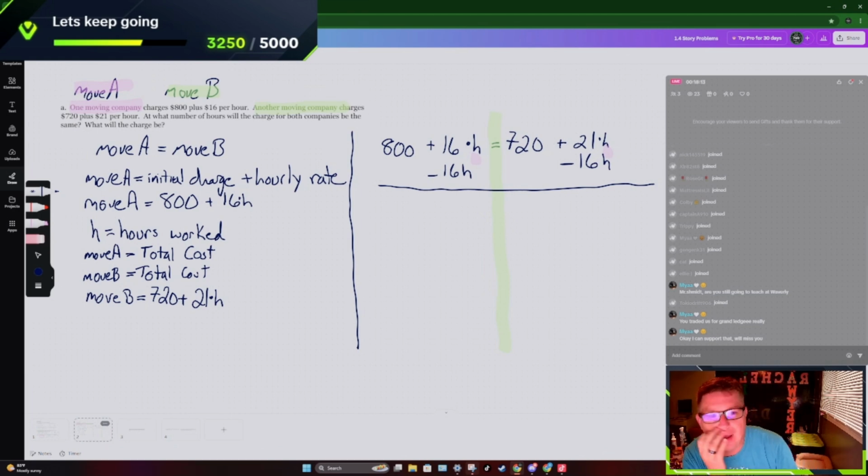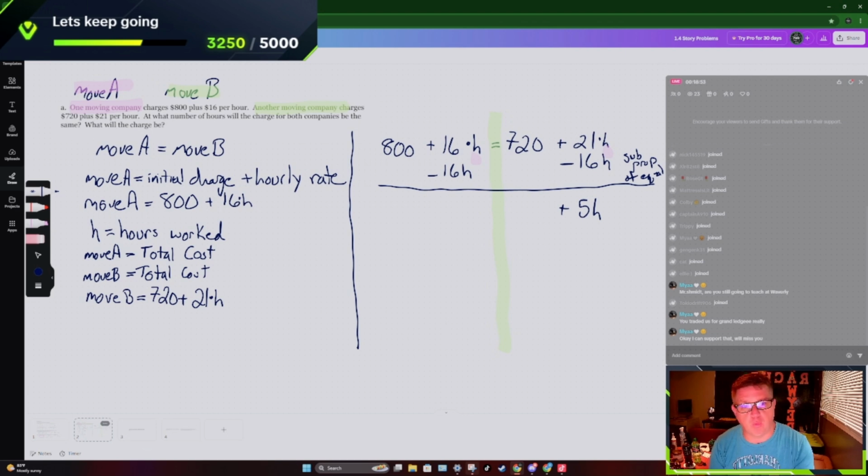So, we are going to subtract 16h from both sides. When we do that, 21 take away 16, you got it, 5h. What we are doing is what we call the subtraction property of equality. If you want more help with this, please go back to the solving for a variable video. We talk a lot about this, okay? So we're going to subtract from both sides.